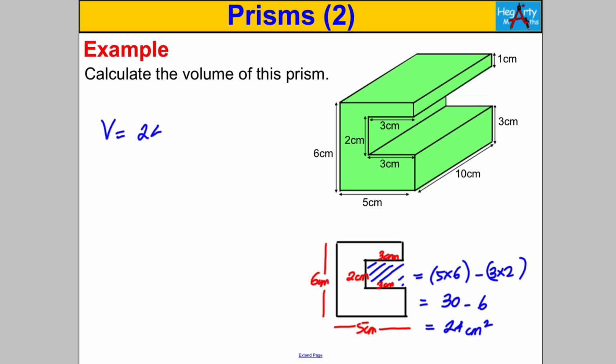So the volume is therefore the area of the front face, 24, multiplied by the depth into the page, which is 10. And when I do that, I get 240, and the unit is centimeters cubed, and we're done.